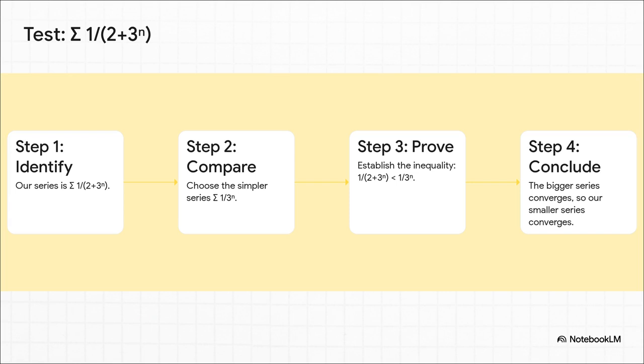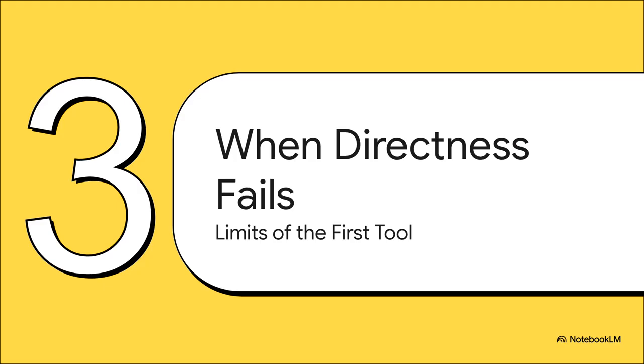All right, so let's put this into practice with that first problem we saw. We're going to compare our messy series to that simple geometric series, 1 over 3 to the n. The whole game here is proving that our series is always smaller, and since we know that bigger series converges, it has that ceiling, our smaller one is trapped, which means it has to converge too. Simple as that.